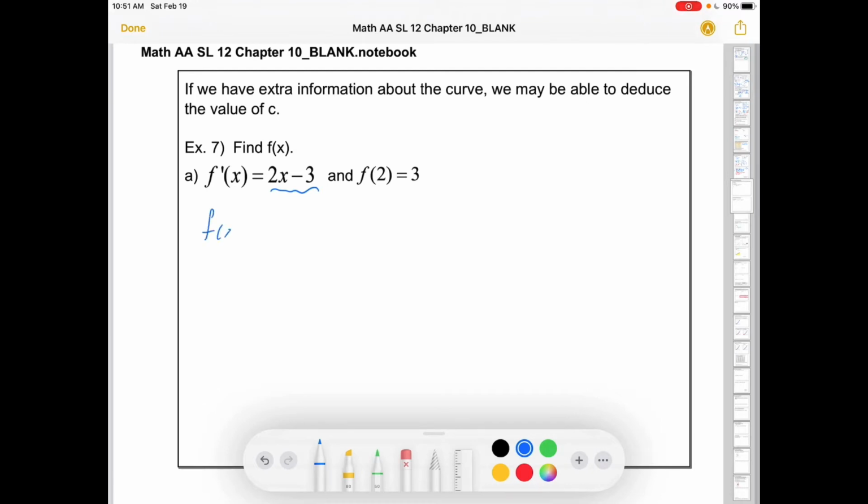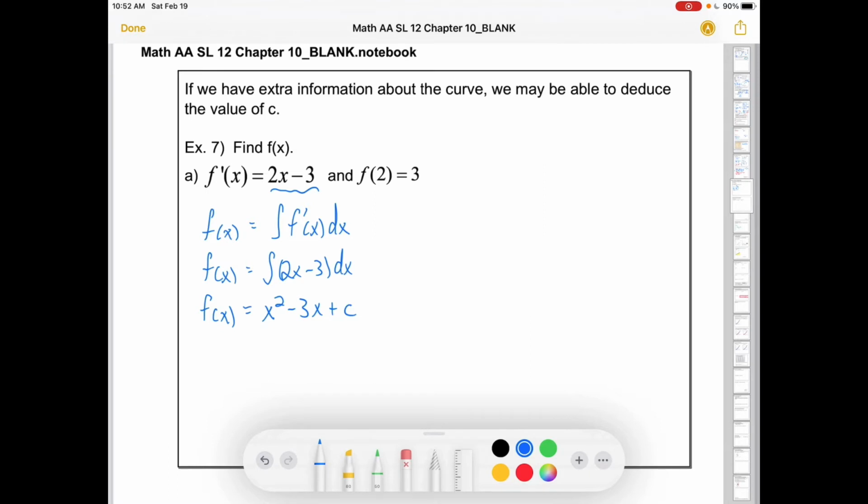Well, that means the function itself will just be the indefinite integral of the derivative. That's kind of how integration and differentiation are connected, and we'll have more on that when we get to the fundamental theorem of calculus. So if I want f of x, I need the indefinite integral of 2x minus 3. That's one I think I can just do by inspection. What differentiates to give me 2x minus 3? x squared minus 3x plus c.